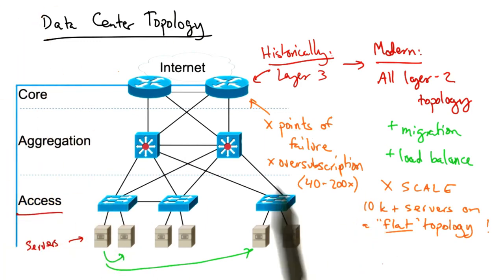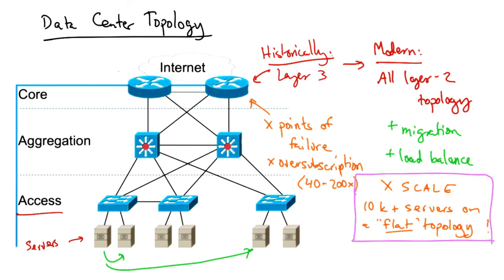We'll explore how modern data center network architectures address these various challenges, but let's first take a quick look at one way of solving the scale problem.